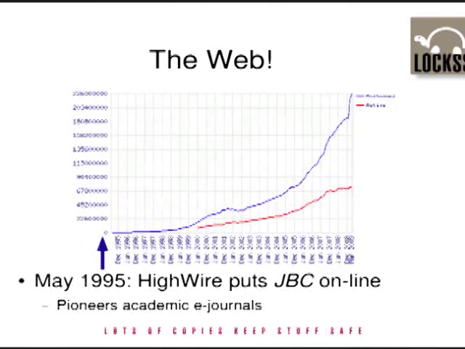So the web is obviously the most important development in IT since Jeff's article. It was less than 6 months later that Stanford's HighWire Press put the Journal of Biological Chemistry online and pioneered the shift of academic publishing from paper to the web. It was less than a year later that Netcraft started measuring the size of the web. This is their current graph. It shows the growth in host names and in really active websites. Host names in blue, active websites in red.